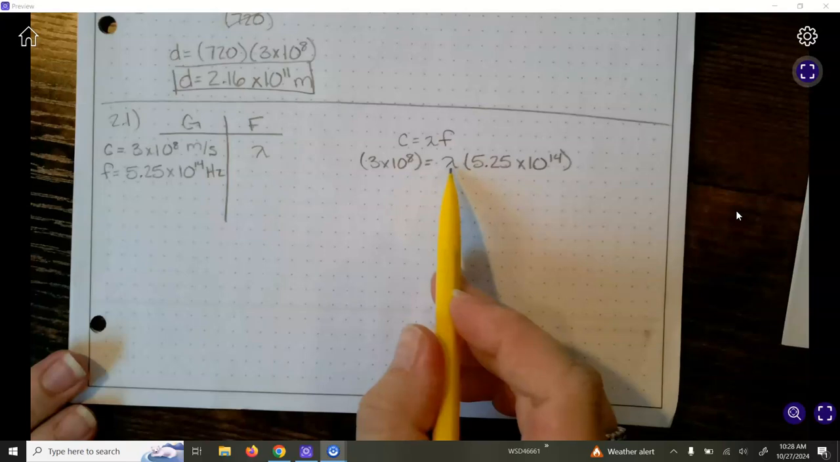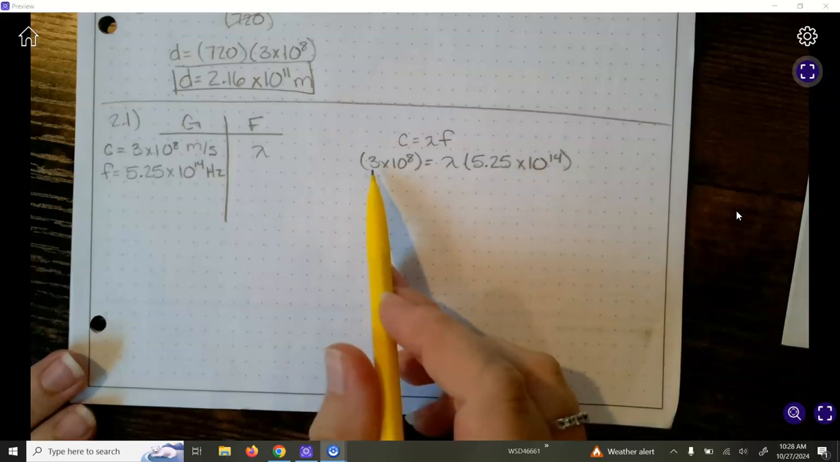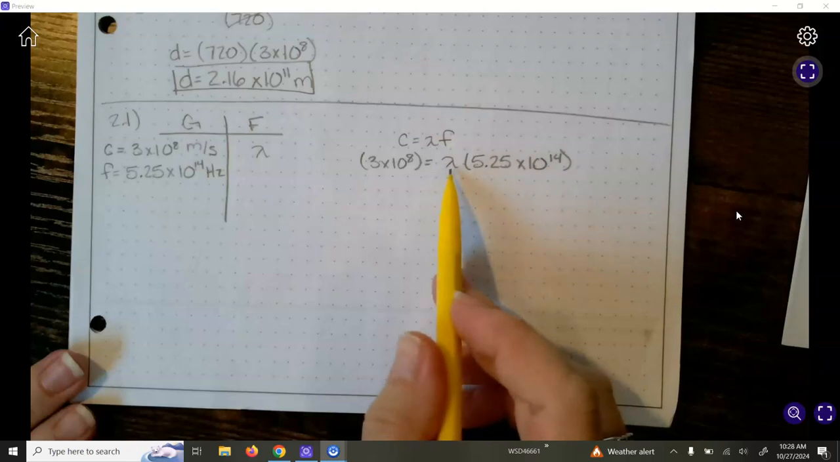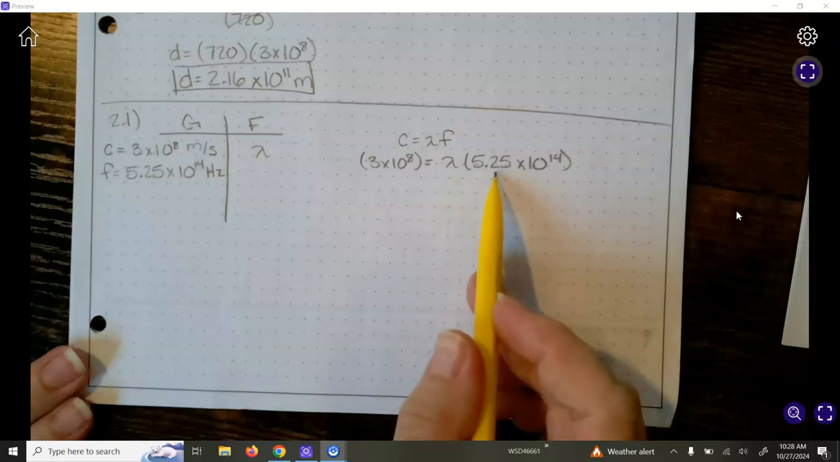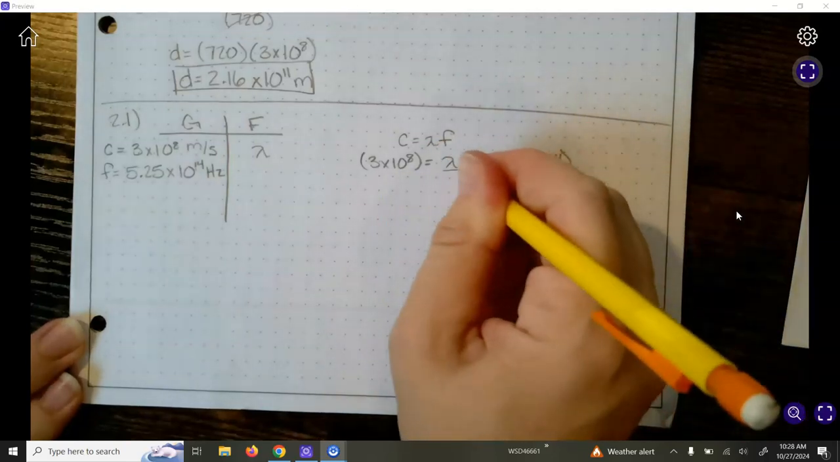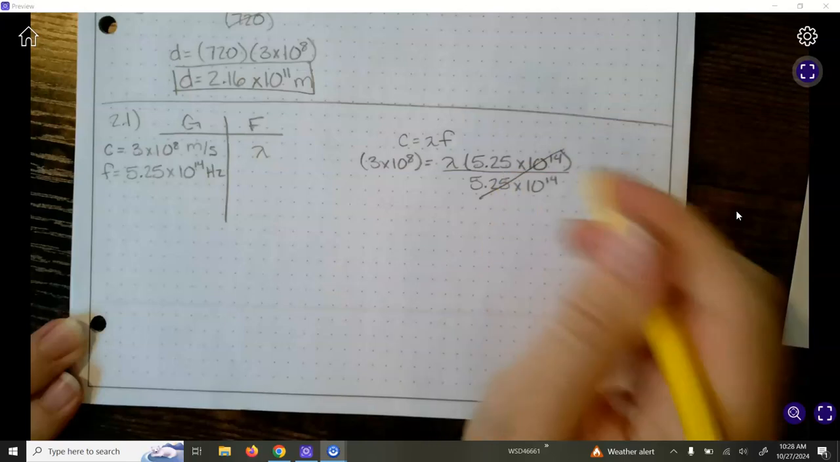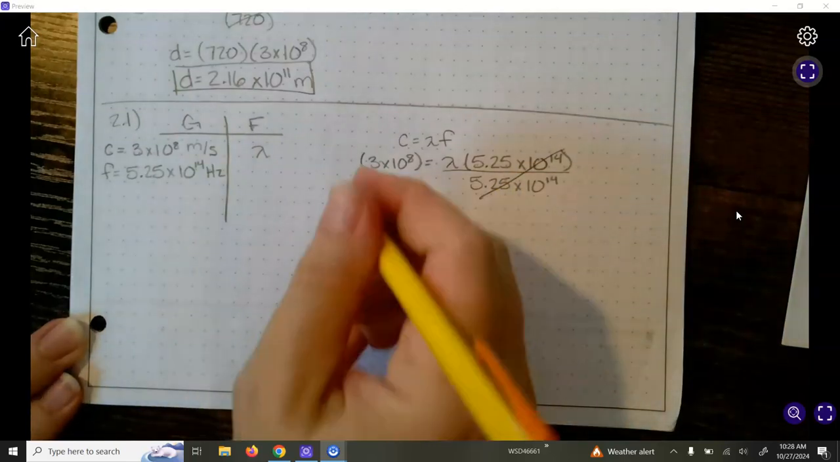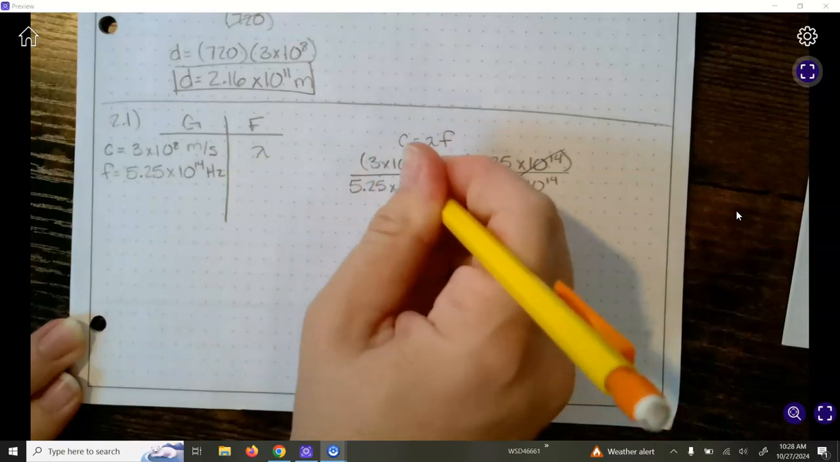If I'm trying to get lambda all by itself, algebraically, what do I need to do with this number over here to move it to the other side? Lambda is multiplying in this example. So if it's multiplying by 5.25 times 10 to the 14th, to move this number, we have to do the opposite, which is divide. So we're going to divide by 5.25 times 10 to the 14th. And what we do to one side, we must do to the other side, right? 5.25 times 10 to the 14th.